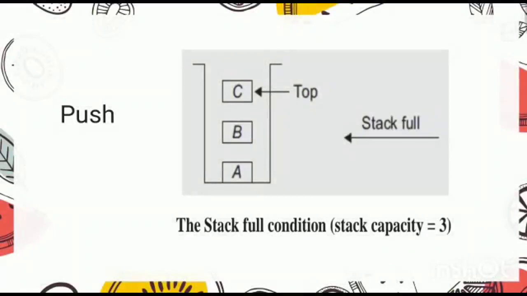Push. The push operation inserts an element on the top of the stack. Before every push, we must ensure whether there is room for a new element. When there is no space to accommodate the new element on the stack, then the stack is said to be full. Here, the stack capacity is 3. Therefore, the stack is in full condition.